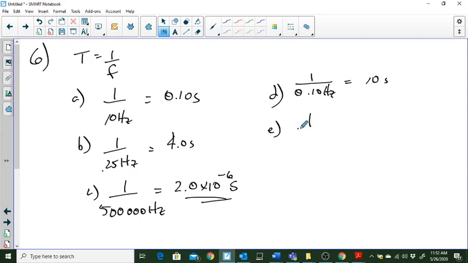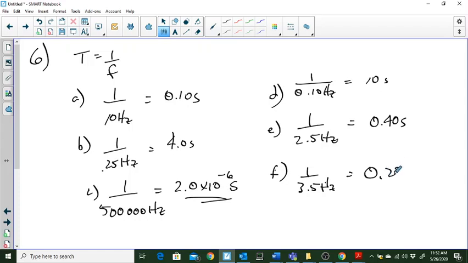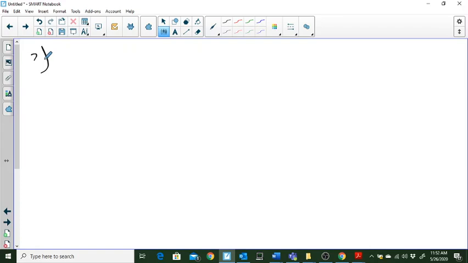E, 1 over 2.5 hertz, and that's equal to 0.40 seconds. And finally, F, 1 over 3.5 hertz, and that is equal to 0.28 seconds. All right, continuing on.